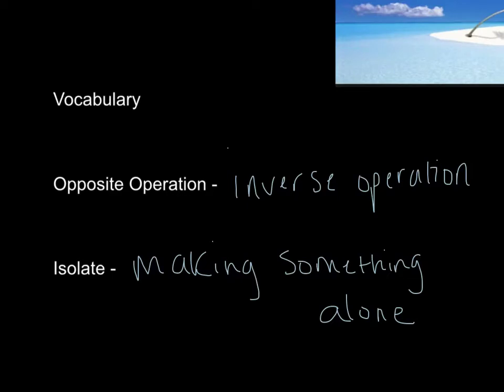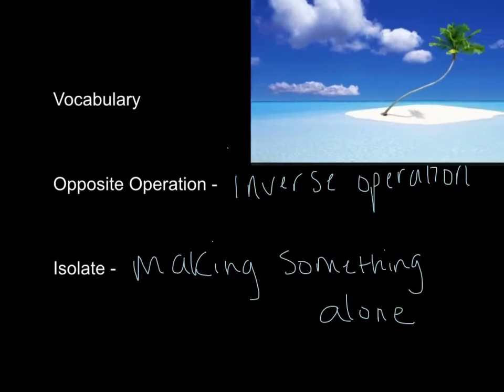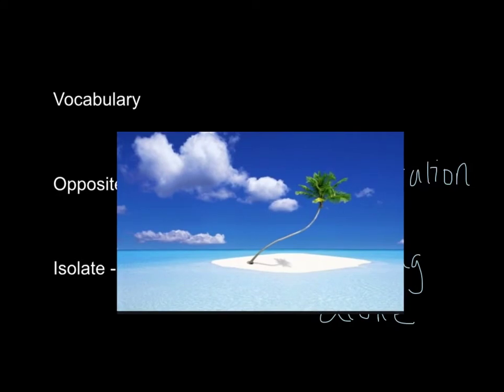Here I just wanted to show you a picture of something that's isolated. This is a picture of an island that's isolated away from everything else. So that's just an example of being isolated. Today when we're solving one-step equations, we want x to be out on an island. We want to isolate the variable.